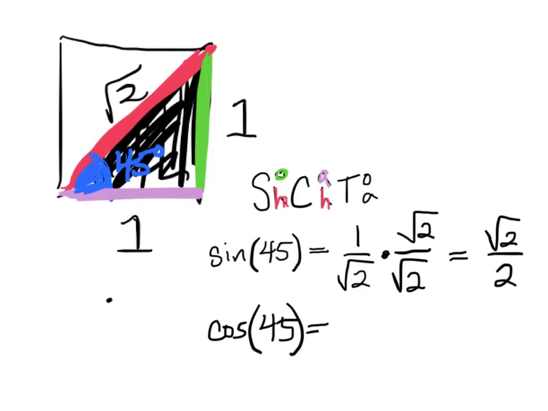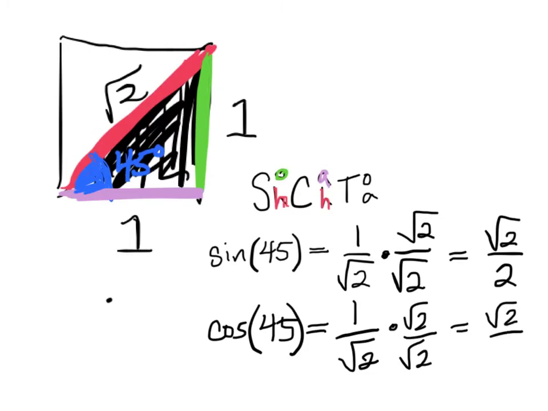Cosine of 45. What is the adjacent? How long is it? 1. And the hypotenuse is still square root of 2. Okay. And then I'm going to correct that with my same little thing. And of course I'll get root 2 over 2 again.